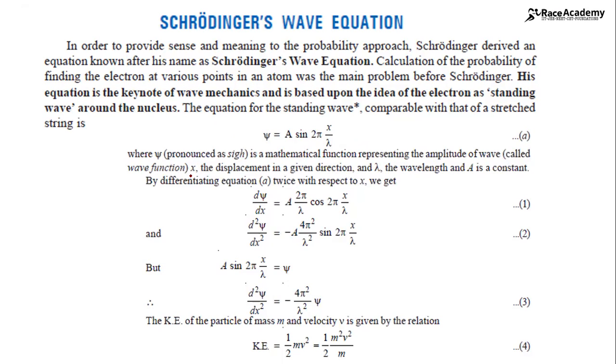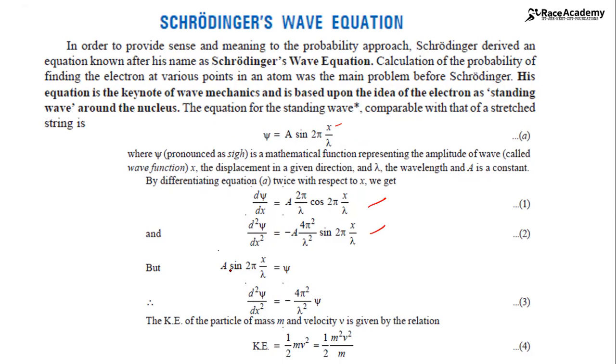It is called the wave function, that is psi. Here x is taken as the displacement in the direction, lambda is the wavelength, and a is a constant. By differentiating this expression, they finally derived the Schrodinger wave equation: first differentiation, then second differentiation, two times.